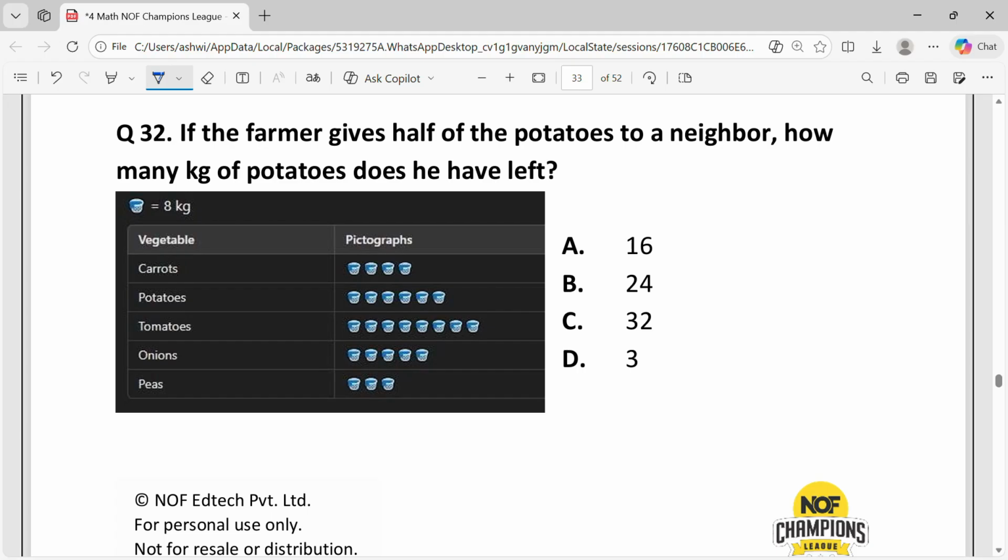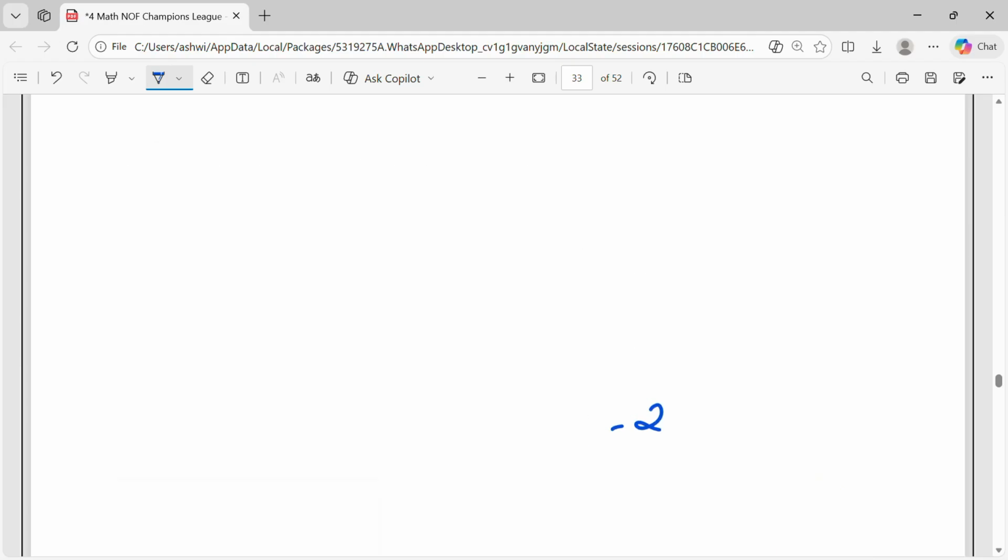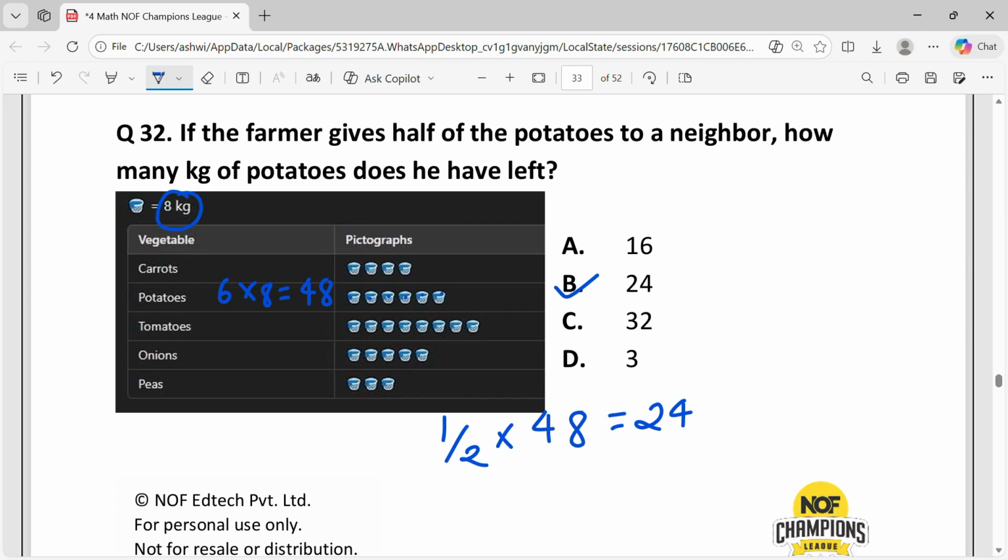Given that one basket is equal to 8 kgs, the weight of potatoes the farmer has is 1, 2, 3, 4, 5, 6. That is 6 into 8, that is equal to 48. If the farmer gives half of the potatoes to the neighbor, he is left with the other half, that is 1 by 2 into 48, that is equal to 24. So the answer is B, 24.